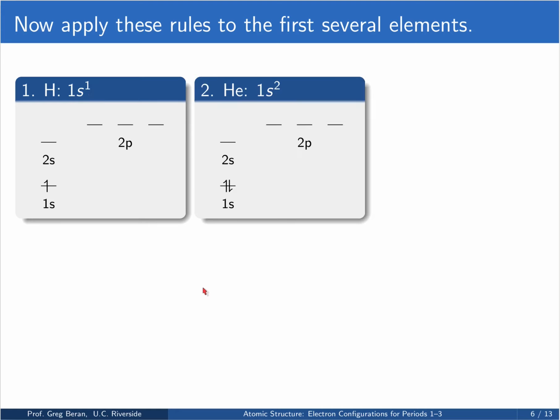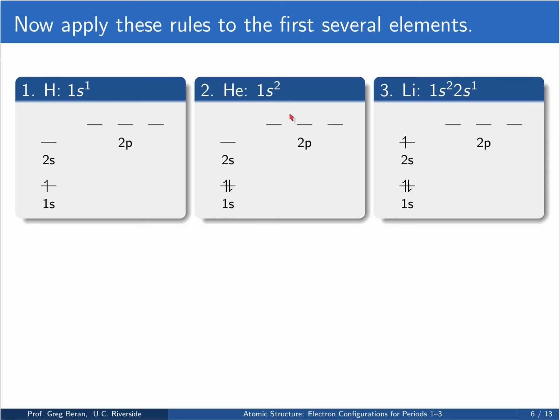Helium has 2 electrons. According to the Aufbau principle and Pauli exclusion principle, we place the second electron in the 1s orbital as well, but with the opposite spin to form an electron pair. We say helium has a 1s2 configuration, so there are 2 electrons in the 1s orbital.